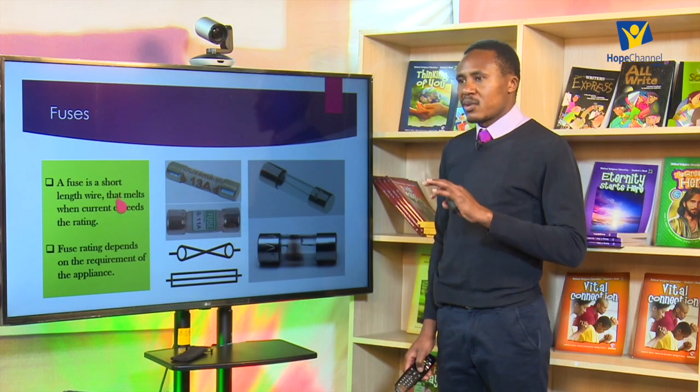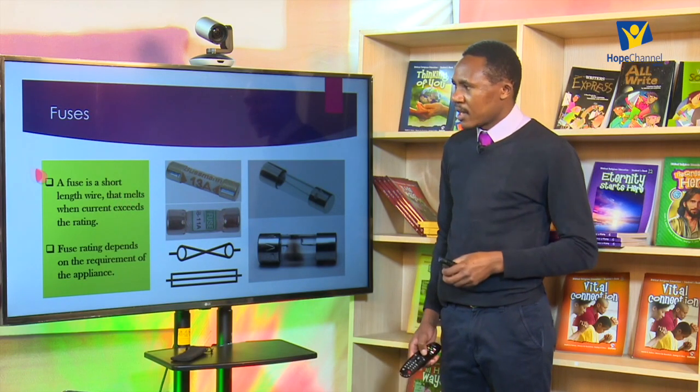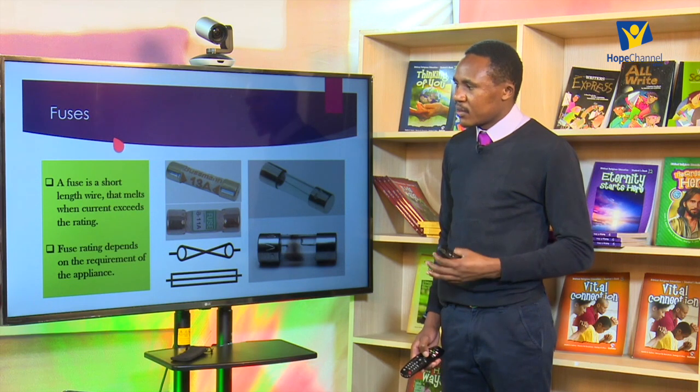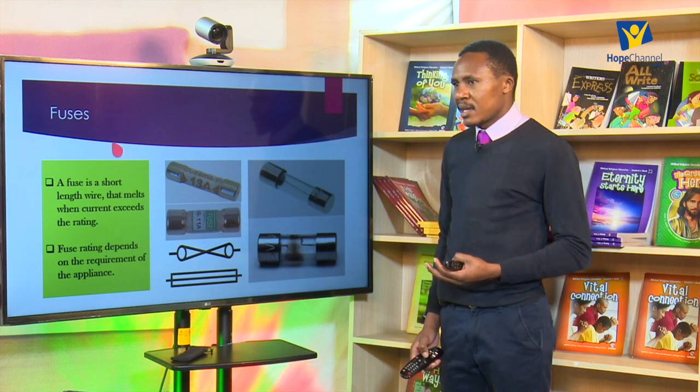And at times we can use circuit breakers in place of the fuses. The difference is that a circuit breaker can be reset. They work the same way, but a circuit breaker can be reset once it has cut off the supply. But once the fuse blows, the only solution is to replace. So if this fuse gets blown out, the only solution is to throw it away. You get another one, you use it in its place.